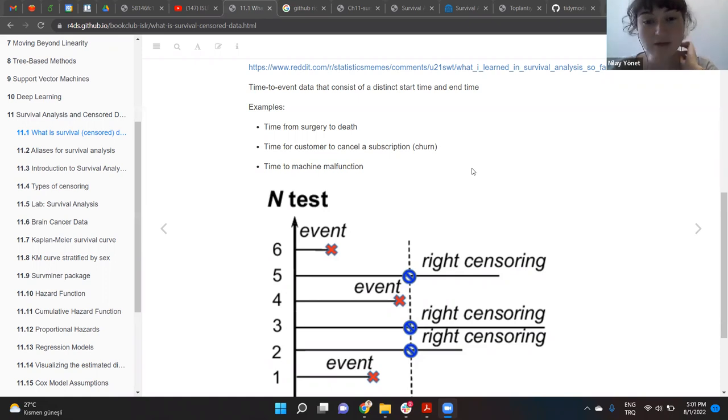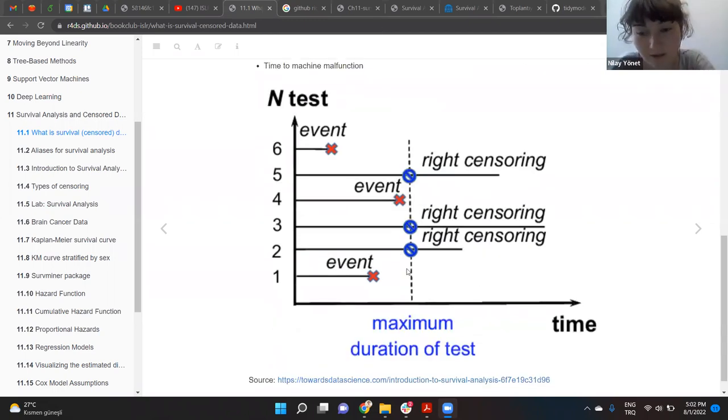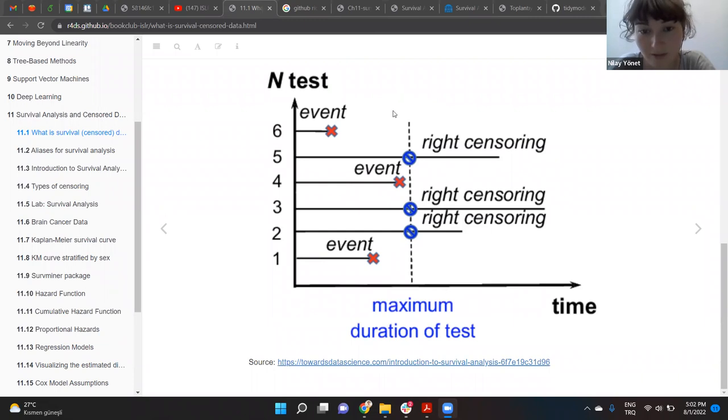It might be churn analysis, where the customer cancels the subscription for a service, and that would be the event. And machine malfunction would be the event in a time interval. So the maximum duration of the test would be the end of our study time, and from that point, it would be right censoring.